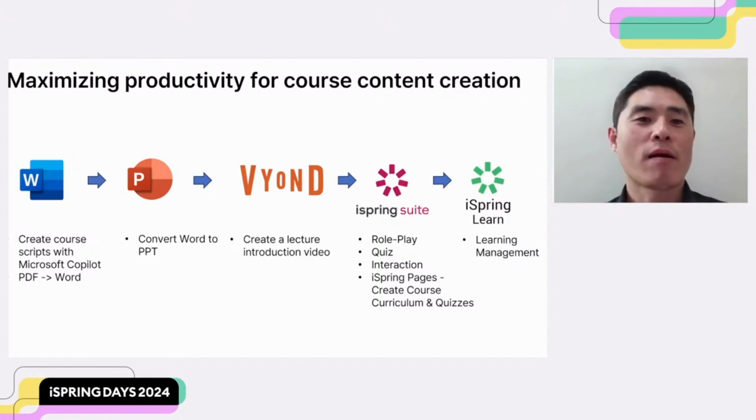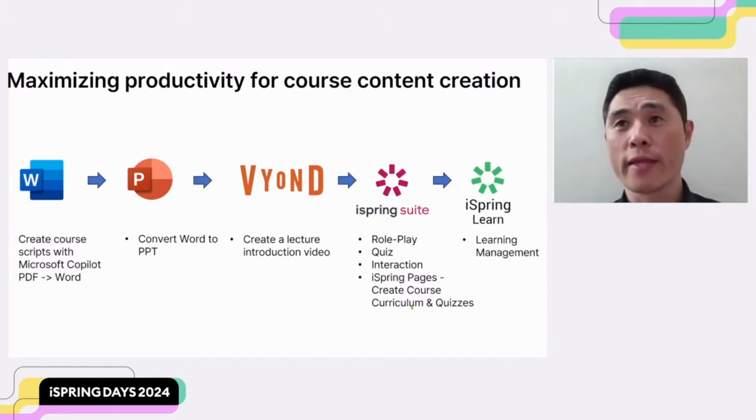But the most critical part of e-learning content creation is the productivity, right? So I will show you how to maximize productivity for course content creation. The first one is we can create course content and script by Microsoft Copilot for Microsoft 365 in a Word file. And then we can convert it to a PowerPoint file, and then we can add some introduction video through Beyond. And also we can add immersive content like role play, quizzes, and interactions through iSpring Suite. After that, we can upload the course to iSpring Learn.